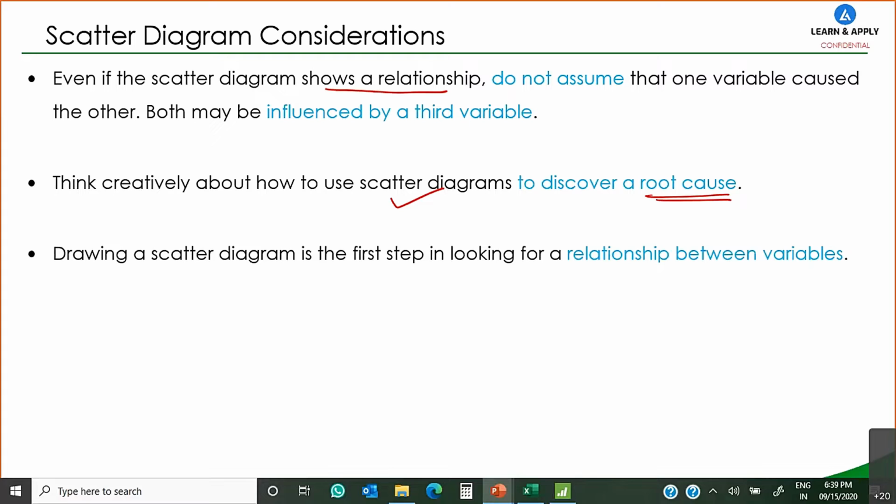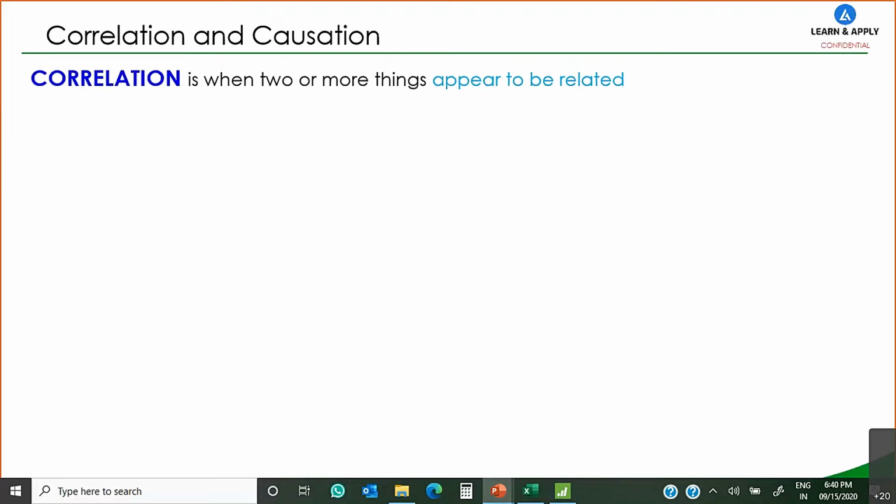Drawing the scatter diagram is the first step in looking for a relationship between variables. So this is the simplest way. If you want to check the relationship between two variables, then you can directly go for the scatter plot. That's the simple thing. Now, as I have already told you, just looking at the correlation between the two factors, we cannot say that one factor has caused the other factor. Let's understand with the help of an example.